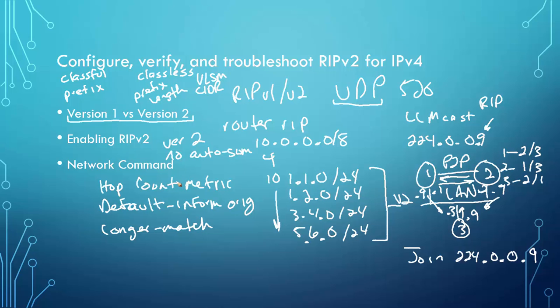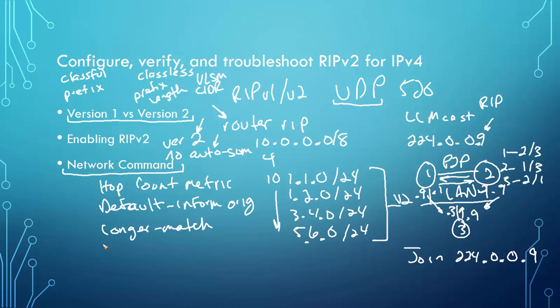Now, with that being said, let us talk about the network command. Okay, so in order to get router RIP to work, the first command you're going to type in is router rip. Then you're going to specify version 2. Then you're going to specify no auto-summary. I'm not even going to bother showing you RIP version 1 because it's not on the blueprint.